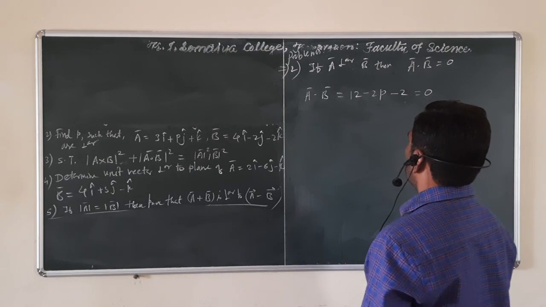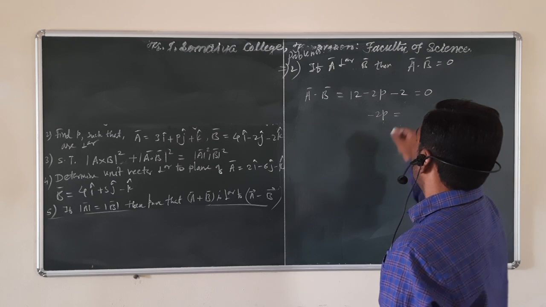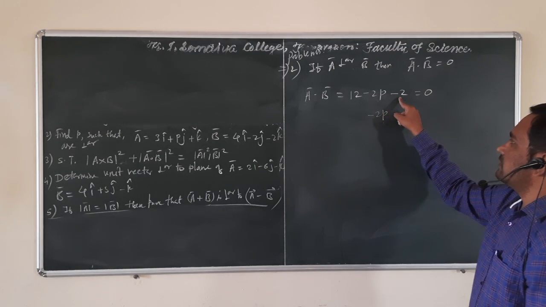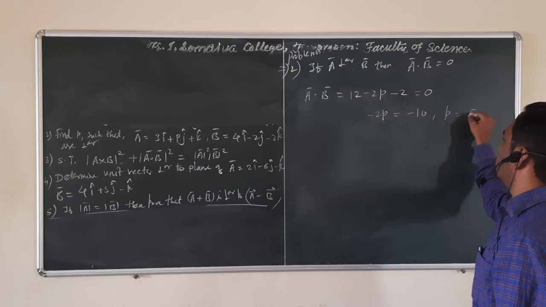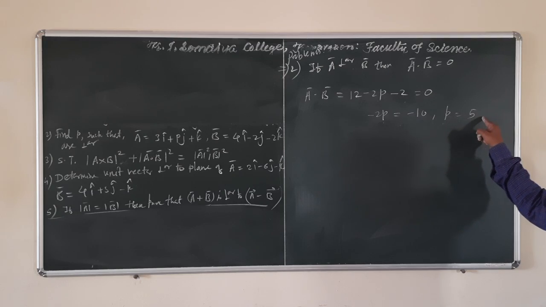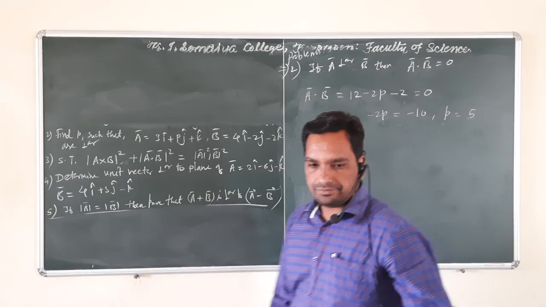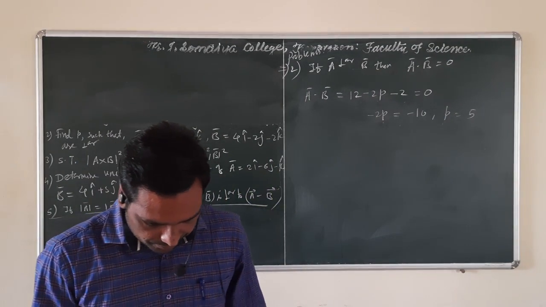So what equation do we get? Minus 2p is equal to, 12 minus 2, which is 10, and right hand side we have minus 10, so p is 5. Okay, so using the property of dot product, we can find out value of p, which is 5. Now problem number 3, we have to solve problem number 3.